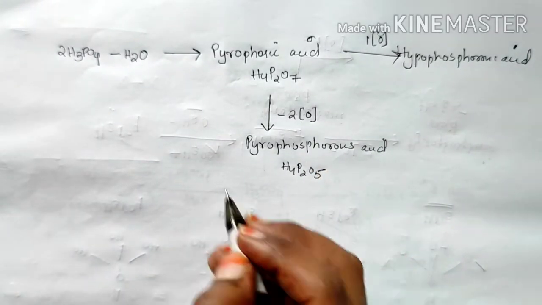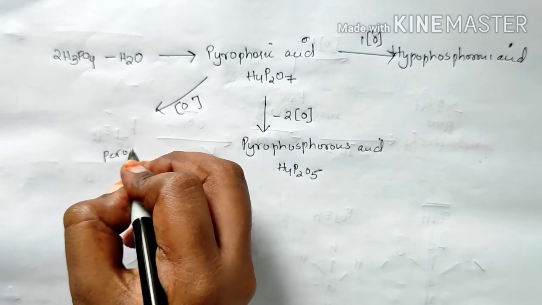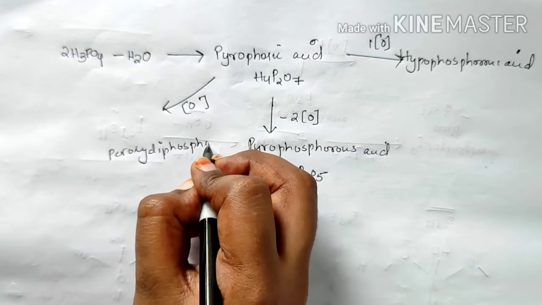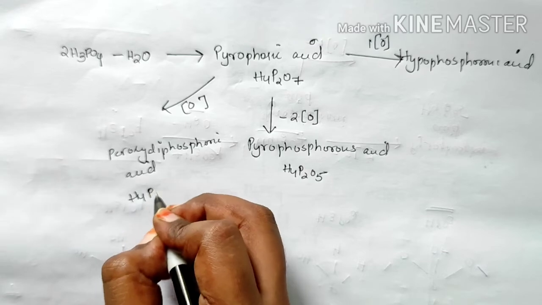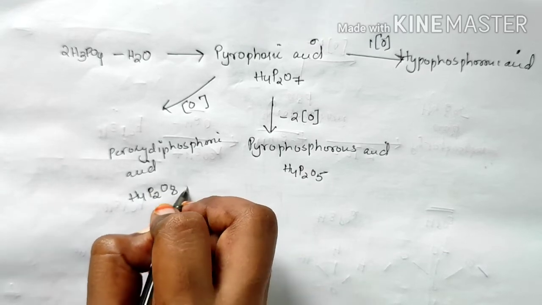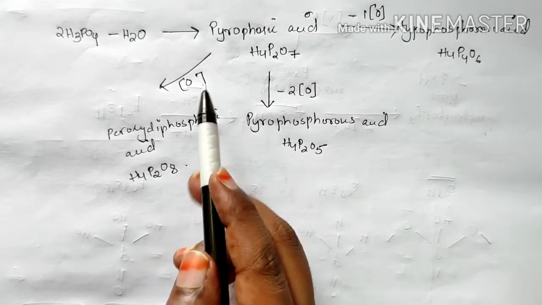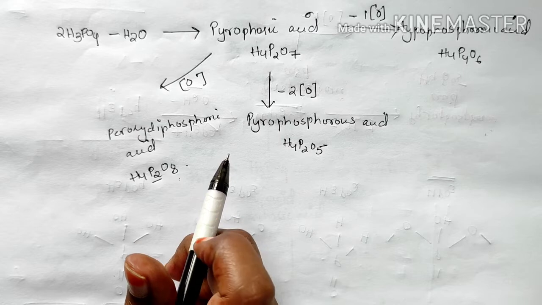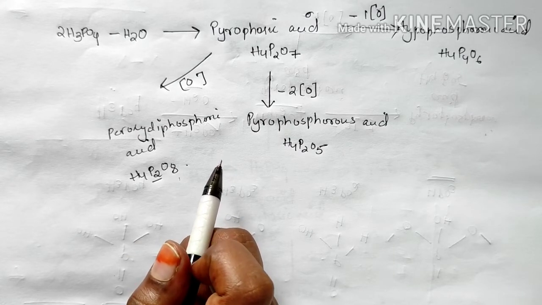And when you add one O molecule, you will get peroxydiphosphoric acid H4P2O8. As we see here, in this type of oxo acids, there are two central atoms. So then what type of linkage is present in them?